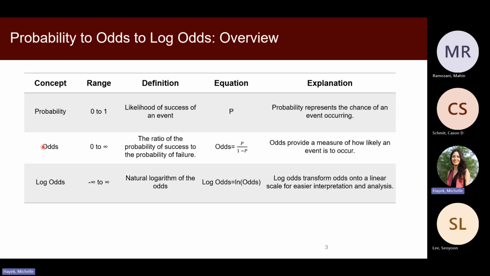The odds range from 0 to infinity, and it's the ratio of the probability of success to the probability of failure. So it's basically P over 1 minus P, so success over failure. It means the odds provide a measure of how likely an event is to occur. The log odds range from minus infinity to plus infinity, and it's basically the log of the odds. It transforms the odds onto a linear scale for easier interpretation and analysis.